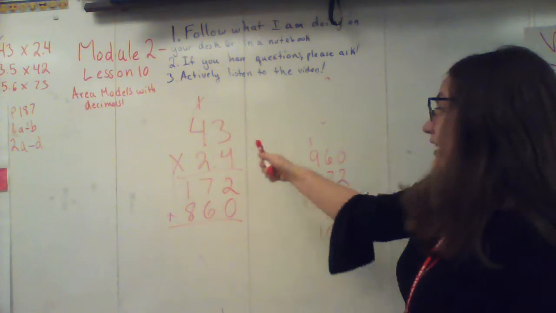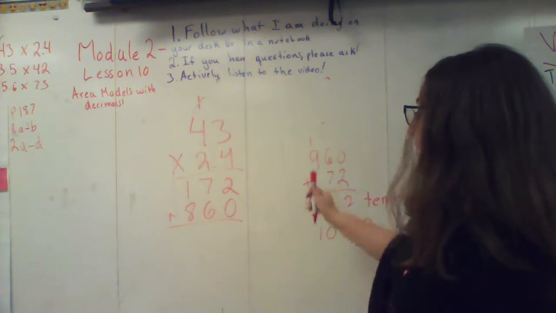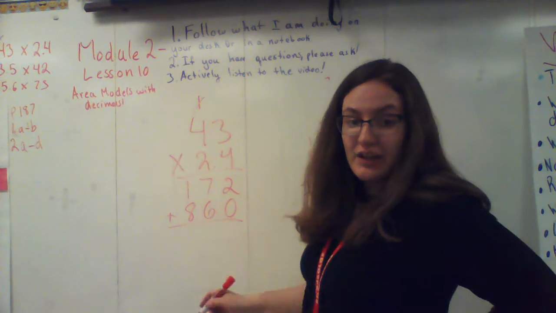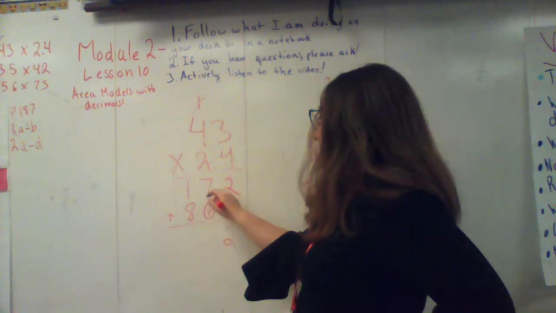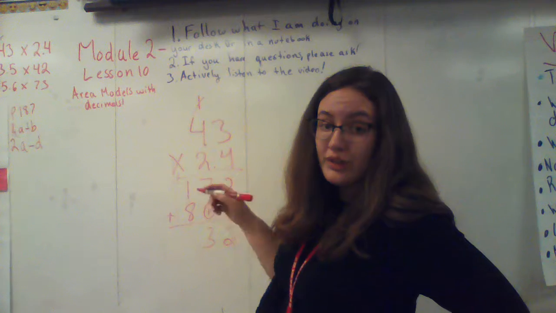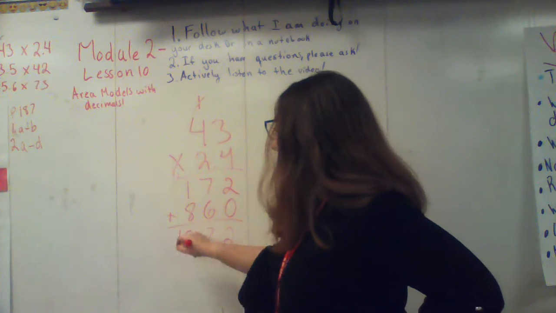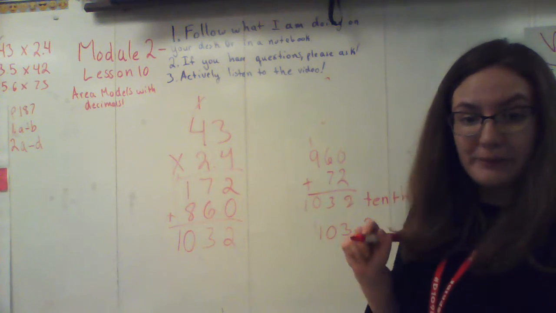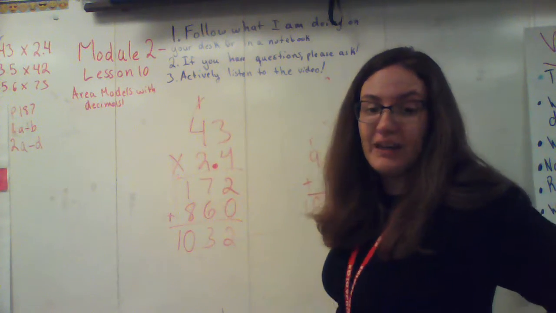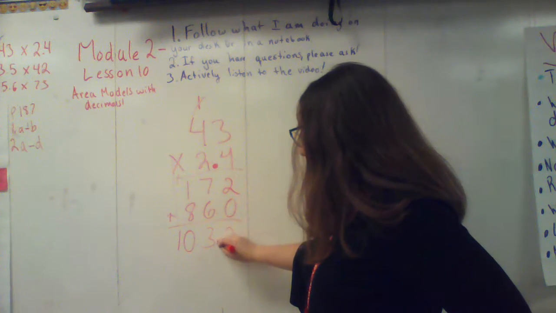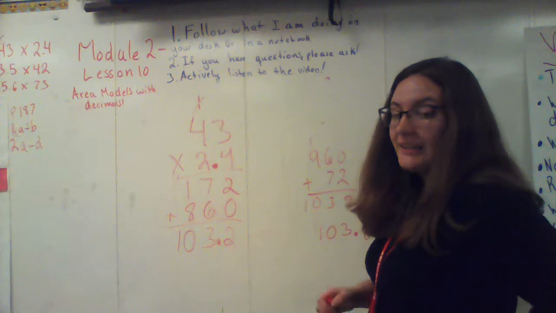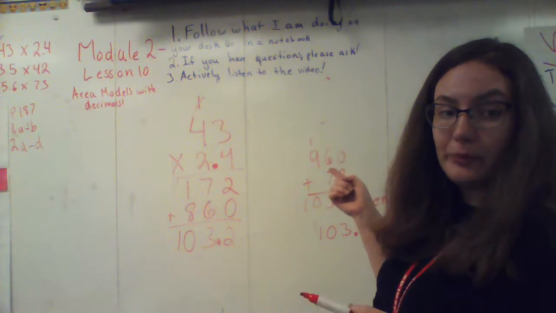As you can see, these kind of match up with our partial products from the area model, and now I need to add everything up. So 2 plus 0 is 2, 7 plus 6 is 13, and then 1 plus 1 is 2, and 2 plus 8 is 10. Again, I get the answer of 1,032, but remember, it is not 1,032. You still have this decimal right here, and your decimal is just going to go straight down and make your answer 103.2.